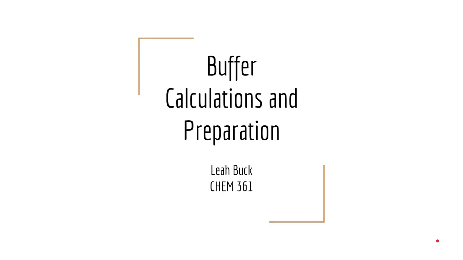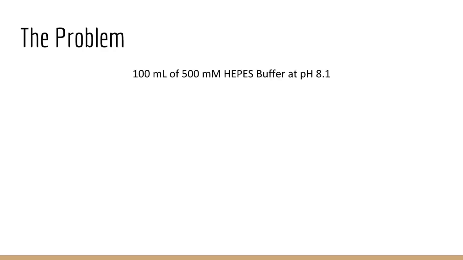Today, we will be discussing how to calculate and prepare a buffer for use in the lab. Imagine that you find a laboratory procedure that calls for 100 milliliters of 500 millimolar HEPES buffer at pH 8.1.